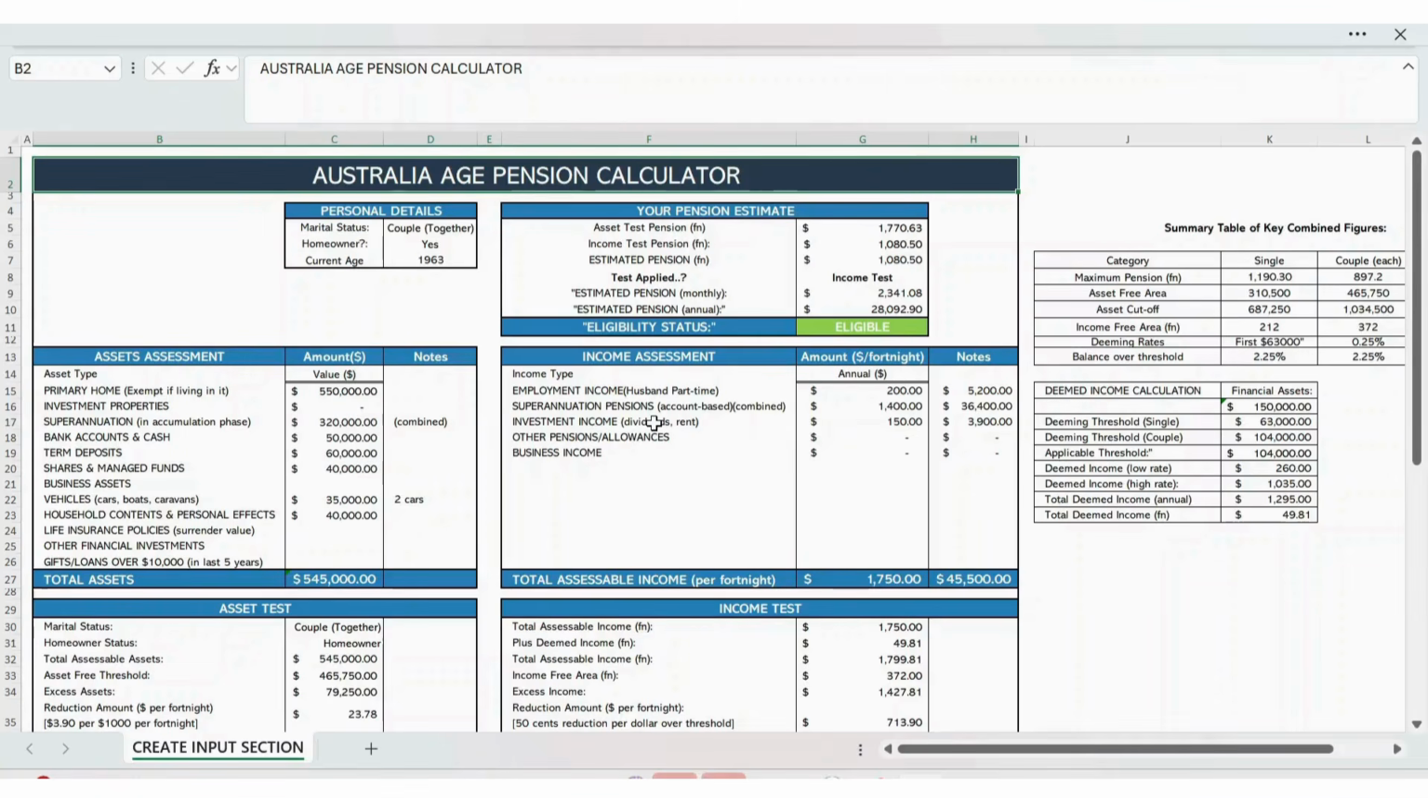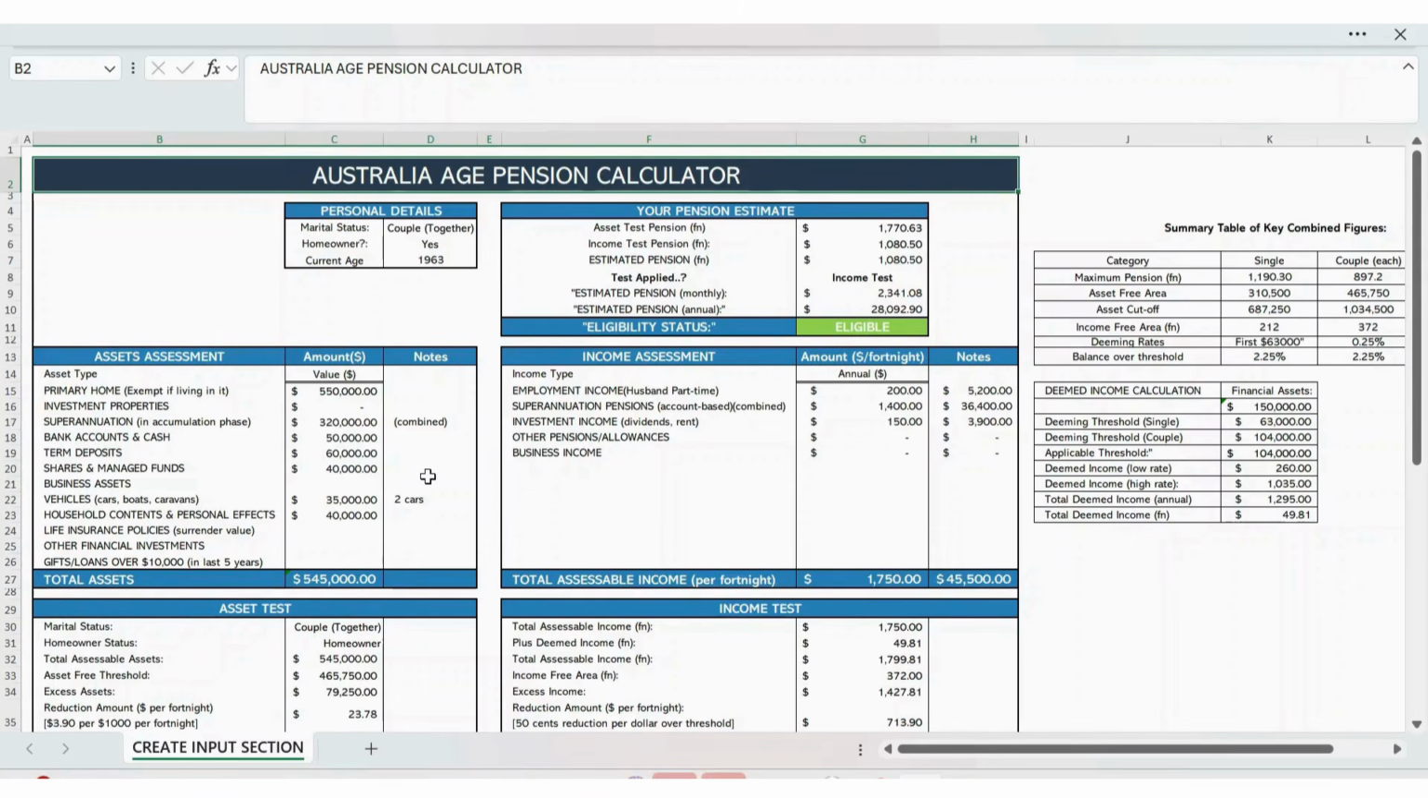Income stream testing. Compare account-based pensions versus lump sum withdrawals. Asset restructuring. See if paying off your mortgage or renovating your home, both asset test exempt, makes sense versus keeping money in the bank. Regular reviews. Update the calculator every year as thresholds change and your situation evolves.